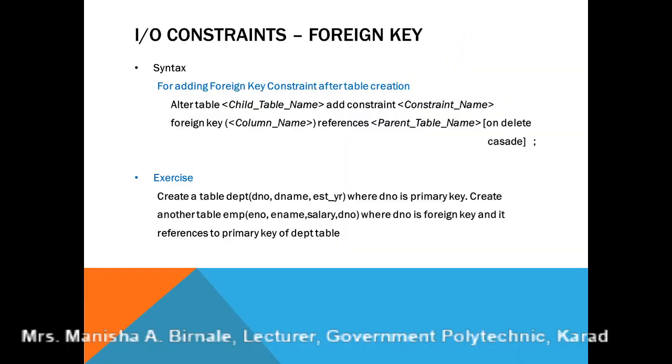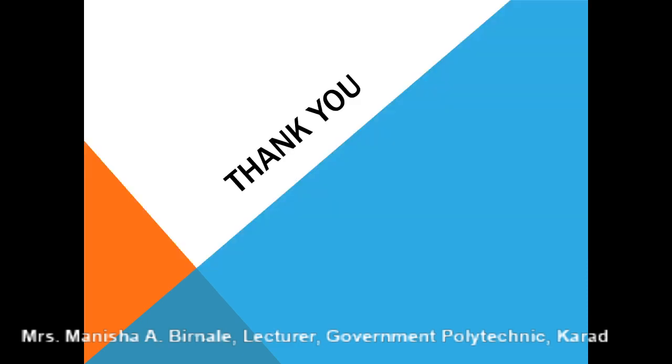So this is all about foreign key, which is one of the IO constraints. We have seen 3 types of IO constraints: primary key, unique key and foreign key constraint. Now in the next lecture we will see business rule constraints. So with this, today's lecture is over. Thank you.